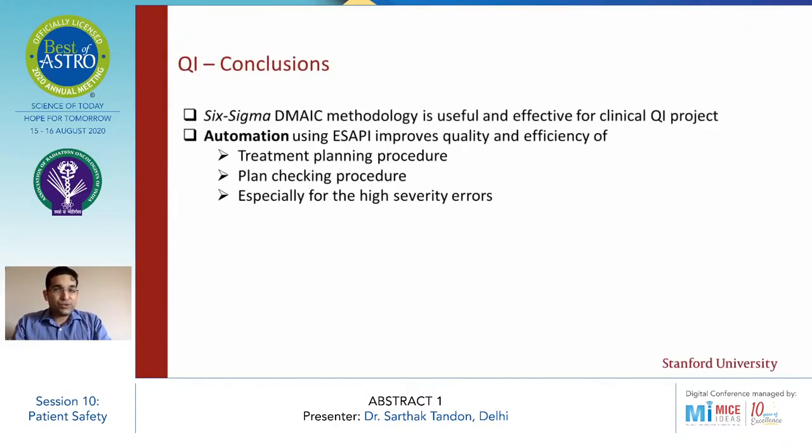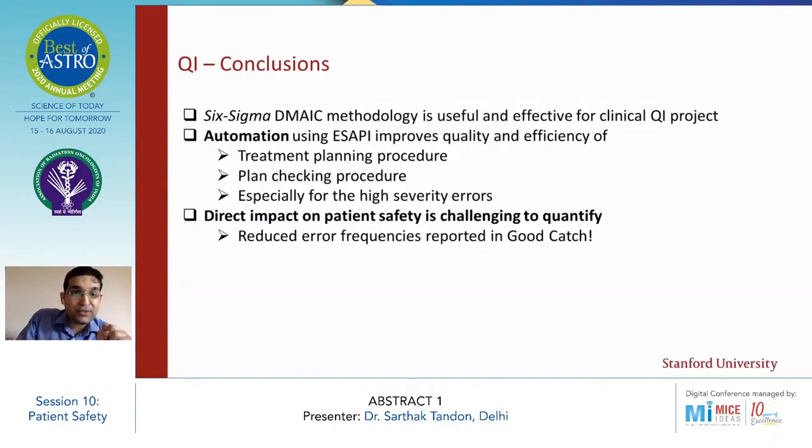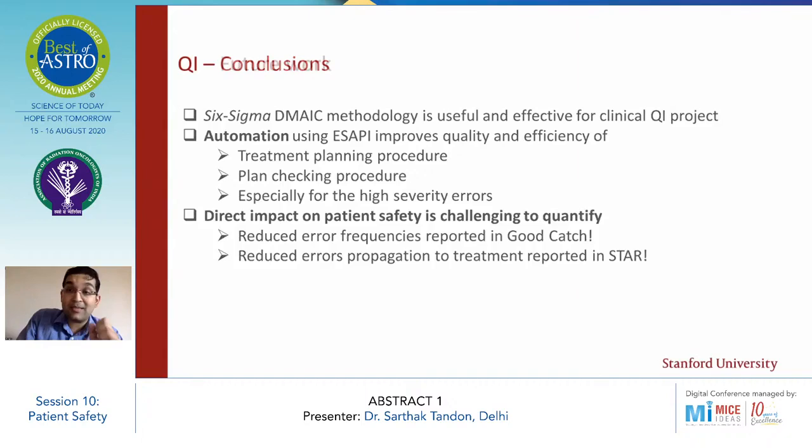As per their conclusion, the authors concluded that the Six Sigma DMAIC methodology is useful and effective for clinical QI projects. Automation using ESAPI, which is the Eclipse software, improves quality and efficiency of treatment planning and plan checking procedures, especially for high severity errors. Direct impact on patient safety is challenging to quantify. Reduced error frequency is reported in good catch, and reduced error propagation to treatment is reported in STAR.